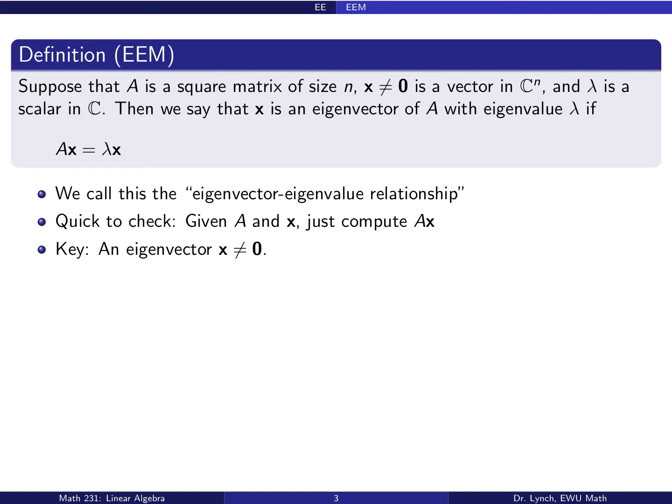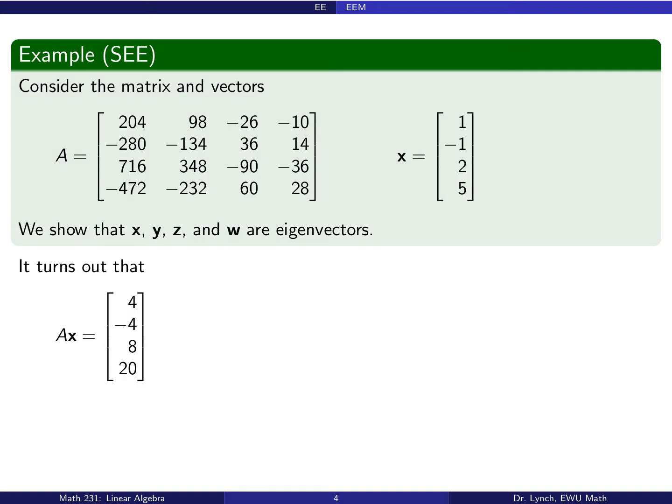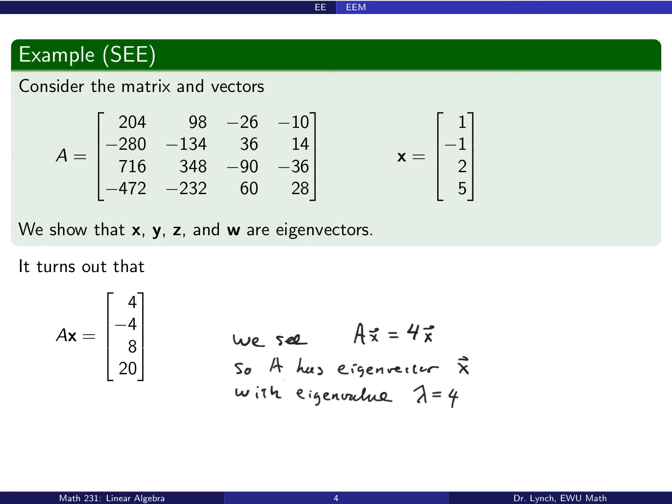Okay, so here's an example. Let's have a look at this matrix A, this vector X. It turns out that A times X is 4, -4, 8, 20. It's pretty quick to see that 4, -4, 8, 20 is 4 times the vector X. So we say that A has eigenvector X with eigenvalue 4.